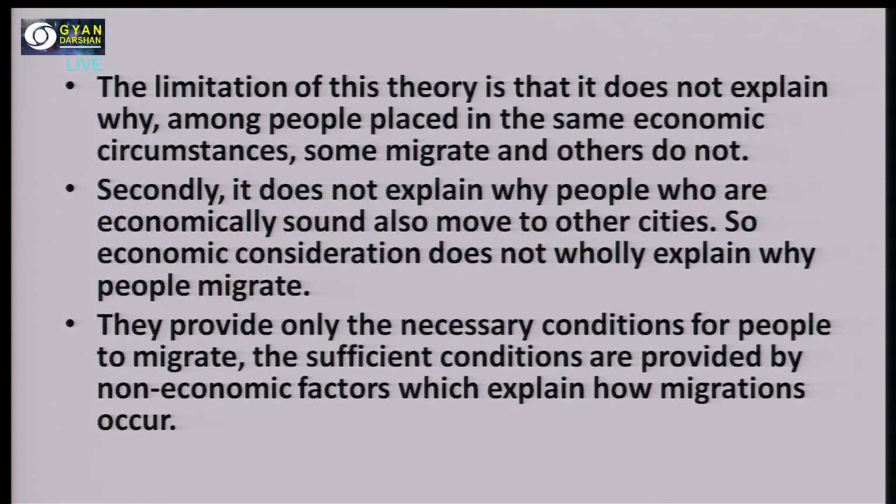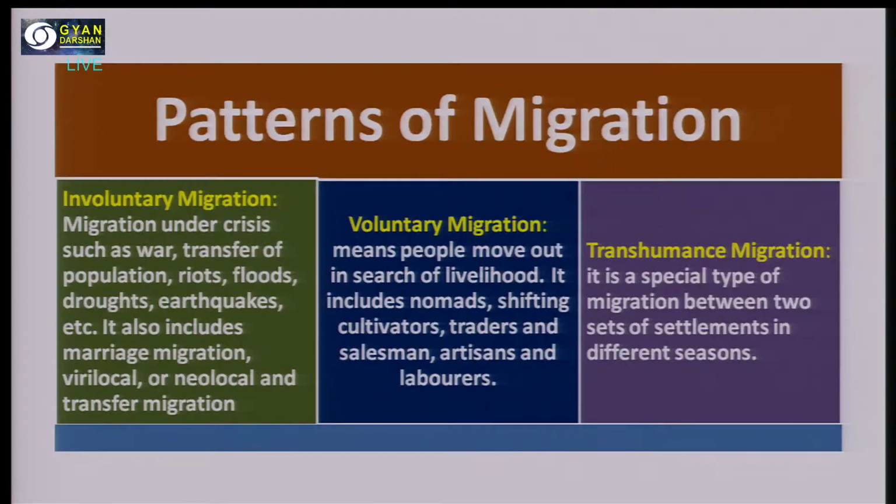Now if you look at the limitation of this theory, it does not explain why among people placed in the same economic circumstances some migrate and others do not. Secondly, it does not explain why people who are economically sound also move to other cities. So, economic consideration does not wholly explain why people migrate. People might have different reasons. Economic factors provide only the necessary conditions for people to migrate. The sufficient conditions are provided by non-economic factors, which explain how migration occurs.